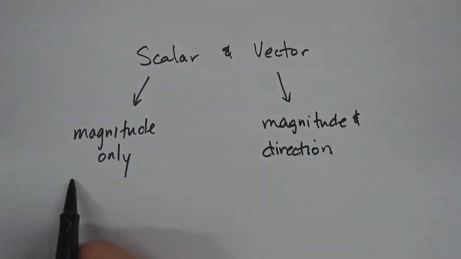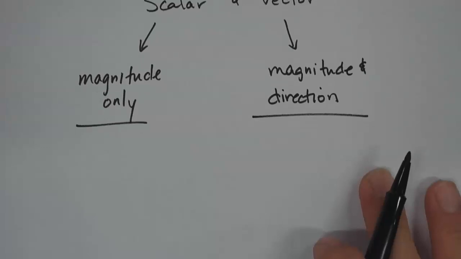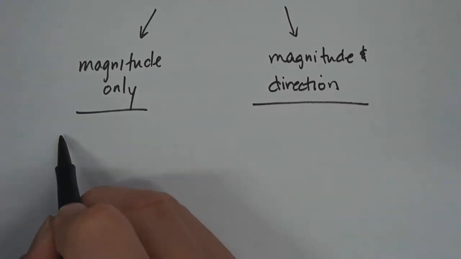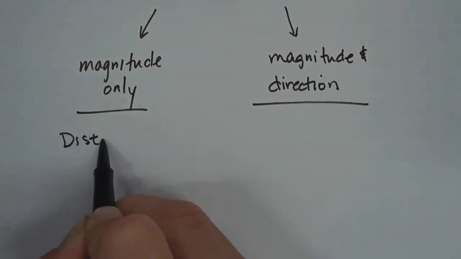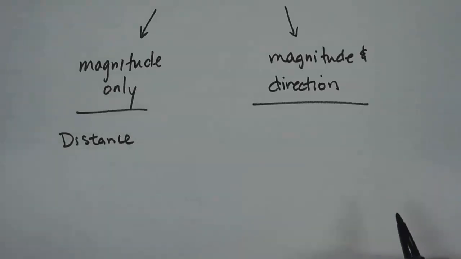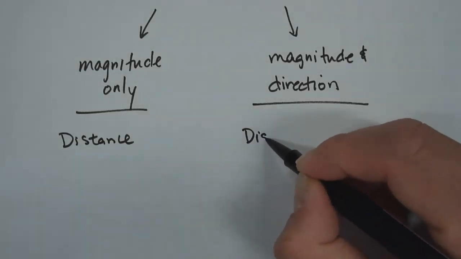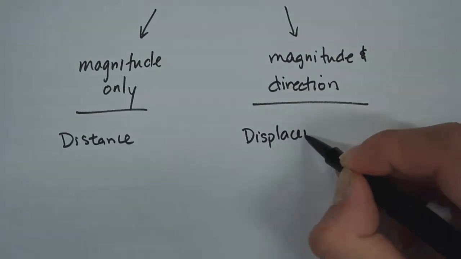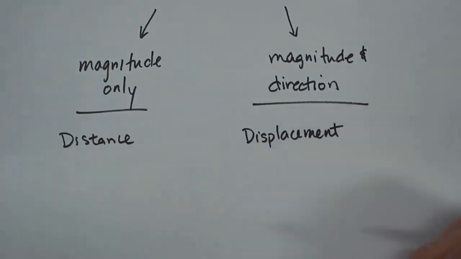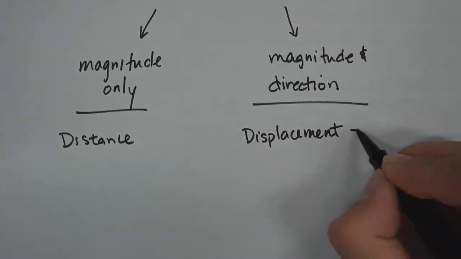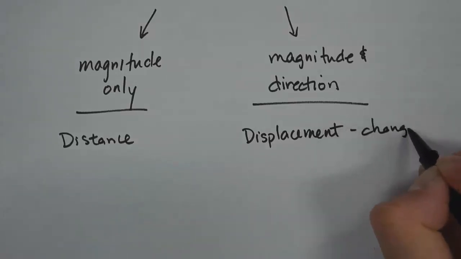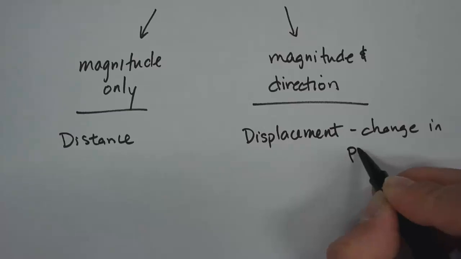So here are some examples. An example of a magnitude would be distance. A distance is how much ground is covered. This could be in meters, kilometers, or miles. However, displacement is a vector. Displacement is a change in position.